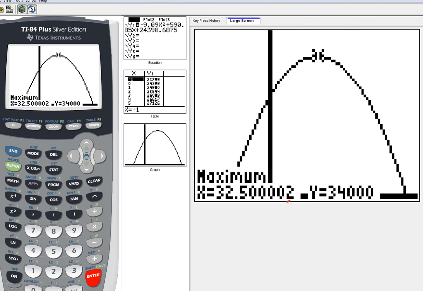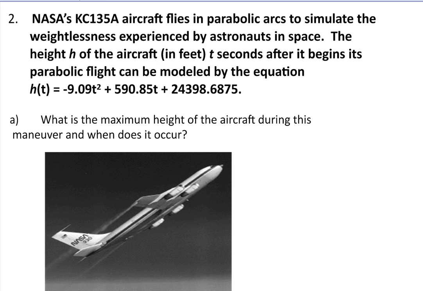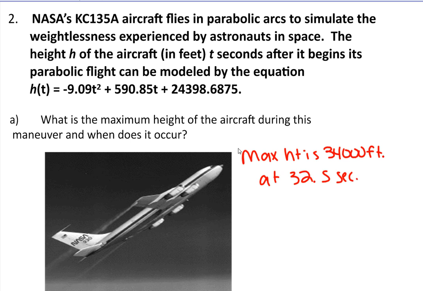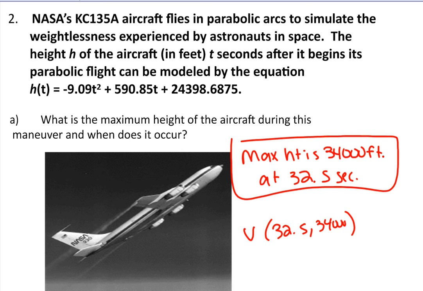So for my notes, I will say max height is 34,000 feet at 32.5 seconds. Now, if I was thinking of my vertex for my parabola, this is my vertex right here. So that's what they are really asking for.